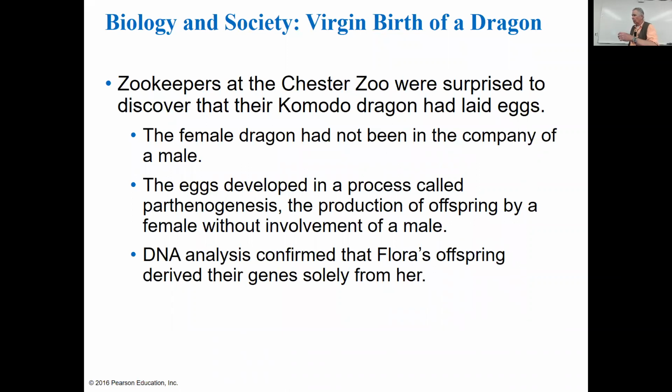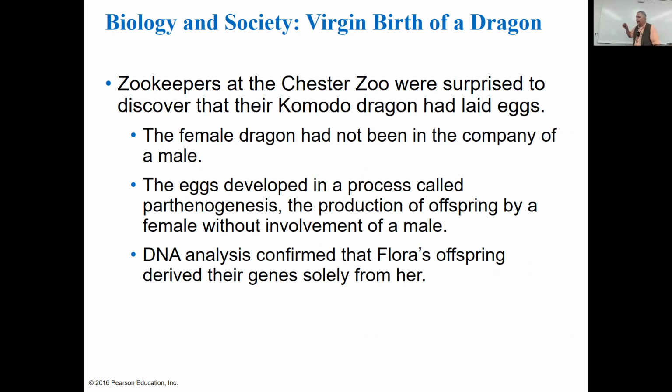So zookeepers at the Chester Zoo were surprised that a Komodo dragon had laid eggs. It was a female Komodo dragon, and she had not had relations with a male, and yet she's laying eggs. This is called parthenogenesis, or virgin birth. This is a process of making eggs by mitosis, which is an asexual process. And this is what somatic cells normally do. Somatic cells are the cells in your body that are involved with reproducing of their individual.